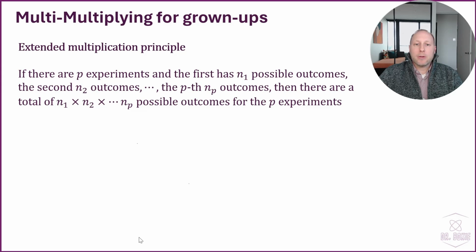So imagine now that we don't have 2 experiments, but p experiments. The first one has n sub 1 possible outcomes, the second one has n sub 2 possible outcomes, etc., all the way to the pth one, which has n sub p possible outcomes. And the combined possible number of outcomes for the whole set of all experiments together is n1 times n2 times n3, etc., all the way to np. This is known as the extended multiplication principle. And we can look at an example of this.